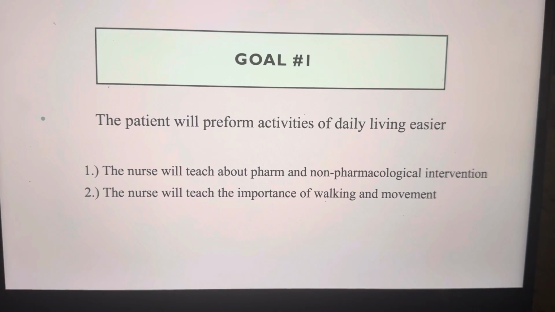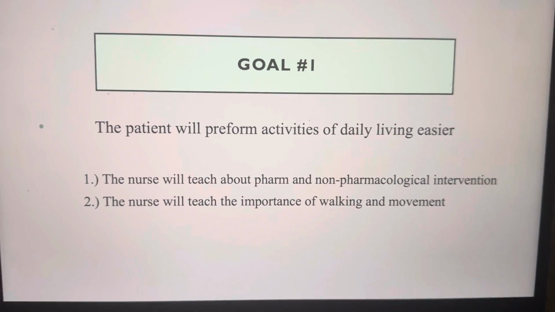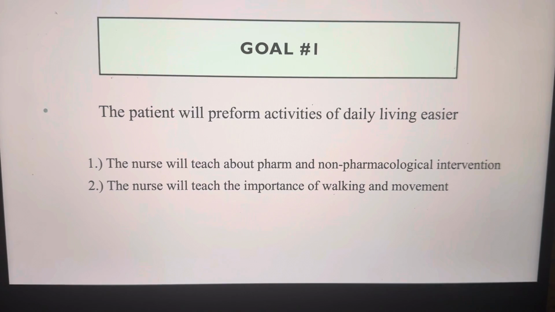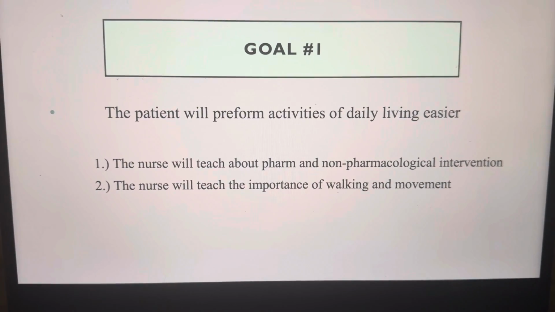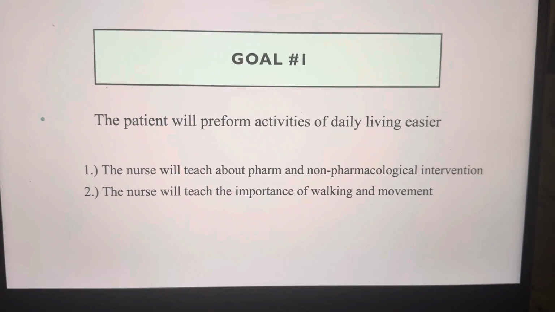Goal number 1 is that the patient will perform activities of daily living easier, and to reach this goal, the nurse will teach the patient about pharmacological and non-pharmacological pain interventions, as well as the importance of walking, ambulating, getting up, and moving your body.